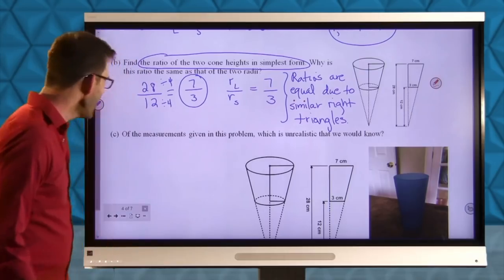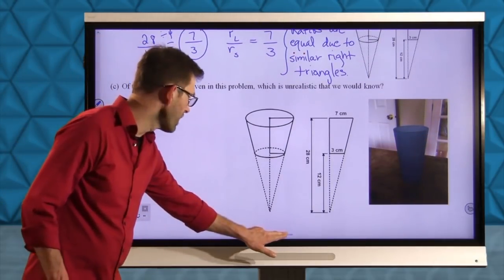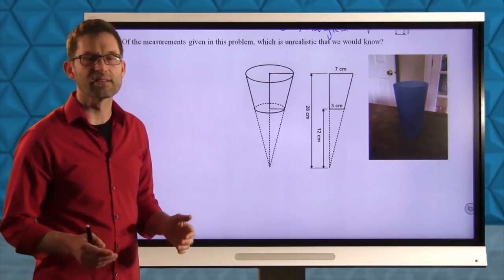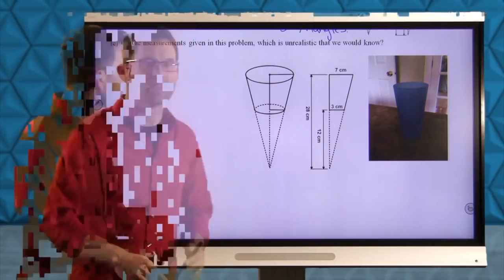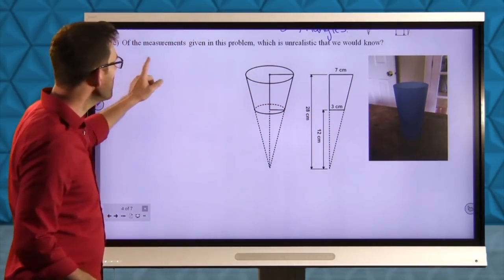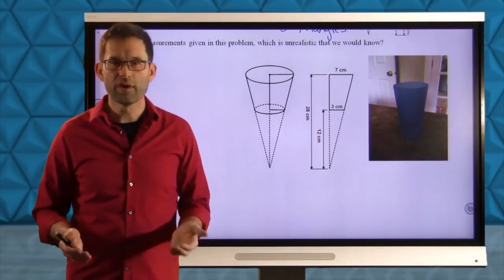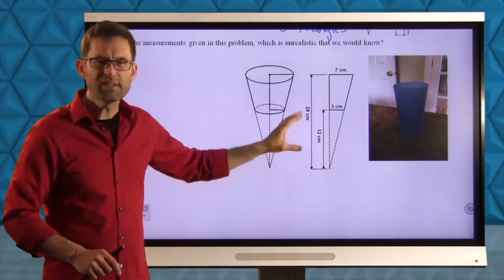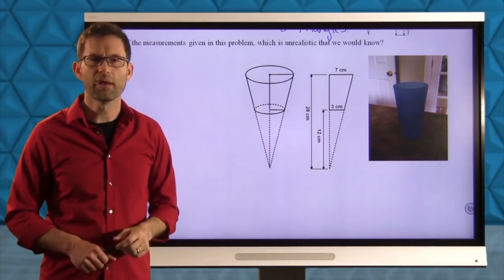All right. Now, one last little piece before we move on to a more challenging version of this problem. Okay, and this is extremely important because some of you, I hope, have been asking this exact question in your head. Remember, the bigger piece today is that we want to be able to calculate the volume of that cup, right here. Of the measurements given in this problem, here they are, which one is unrealistic that we would know? So if I've just got this cup and I want to figure out what its volume is, what seems unrealistic about having this information? What wouldn't we typically know?